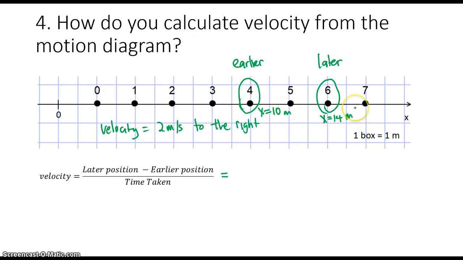So later position 14 minus earlier position 10 meters. Don't forget the units. Divide by the time taken, so 6 seconds minus 4 seconds. That is 4 meters divided by 2 seconds, which equals 2 meters per second. And that's it for questions 2 and 4 of your worksheet.